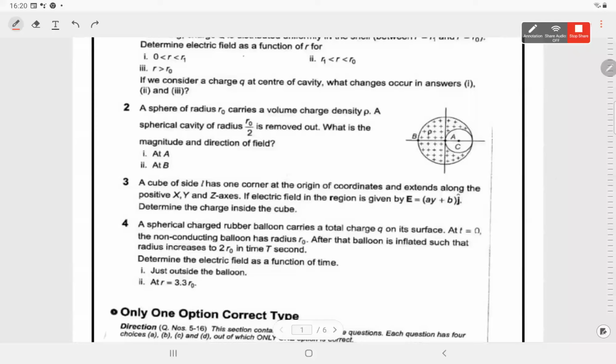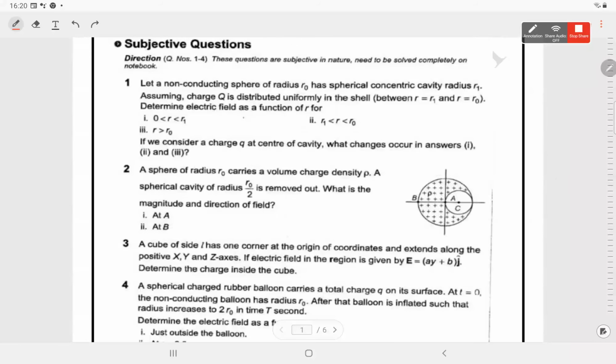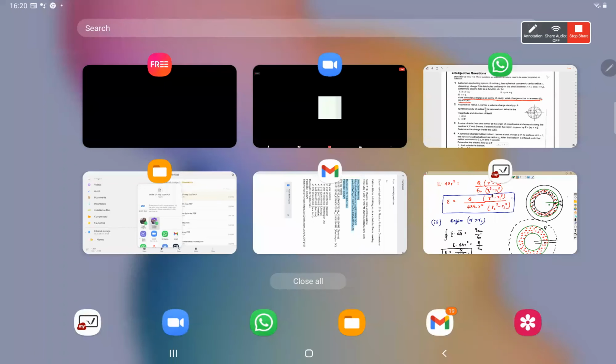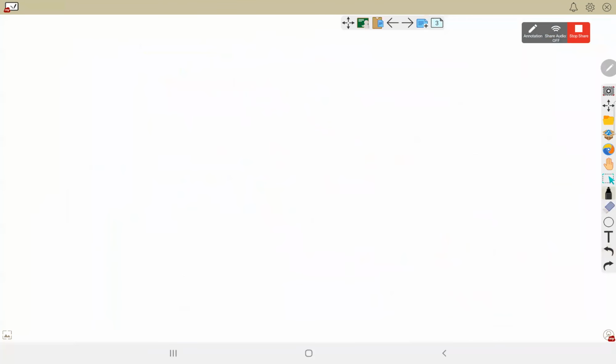Sorry. In the first case, a second part was left. In the first question, the second part: if we consider a charge q at the center of the cavity, what changes will occur in second and third? What changes will occur in second and third? Sir, you have written cavity 1, 2 and 3. Yes son. You missed 1. Right, 1, 2 and 3, meaning in all three regions. So if we now place a charge q at the center of the cavity, then what will be the new electric field in all three regions?